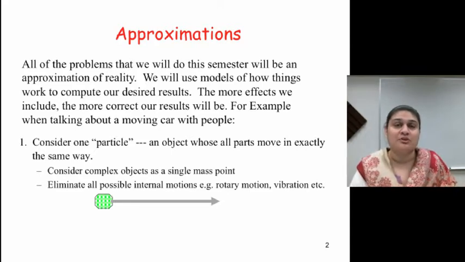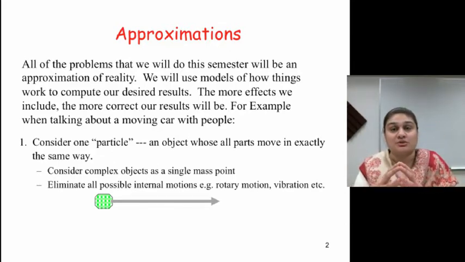For example, when we are talking about a moving car with people, the people in the car might be drinking soda or drinking tea or something or the other, or they could be talking. Physics is not concerned about what the people are doing inside. We consider the whole system to be one particle, an object whose all parts move in exactly the same way. Right? So in order to approximate more complex problems, we eliminate all possible internal motions. We just call it one particle moving down the line, and it makes our life easier.